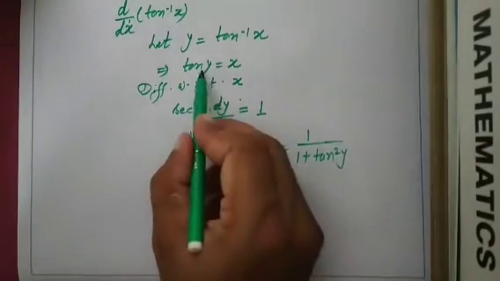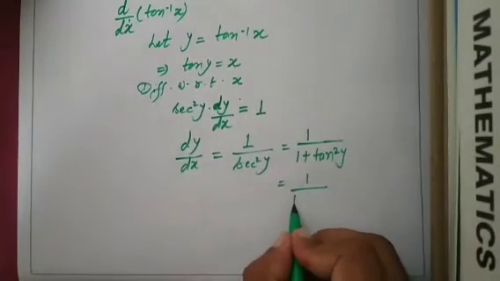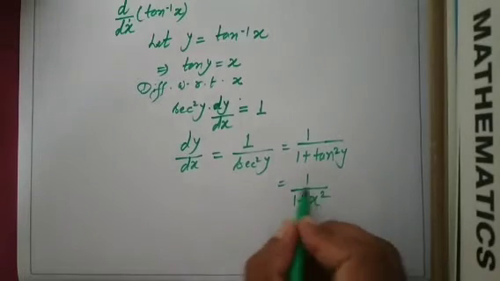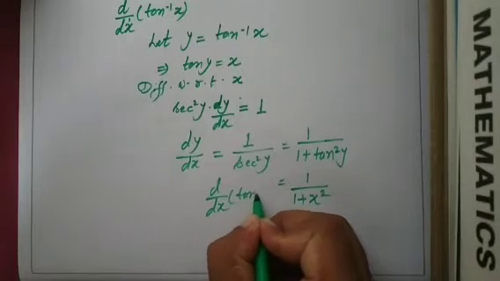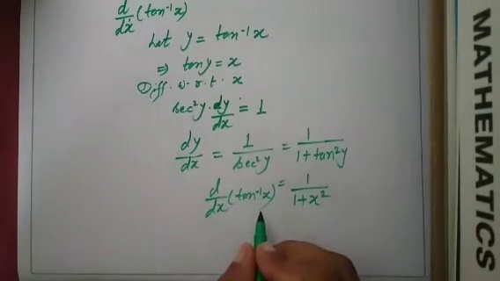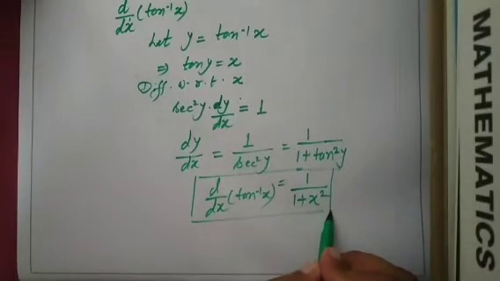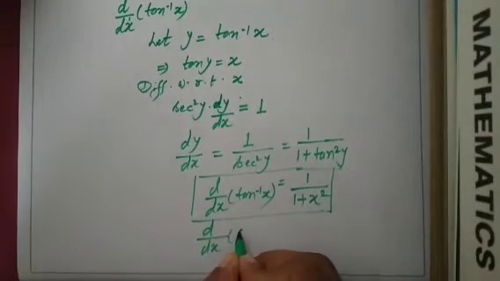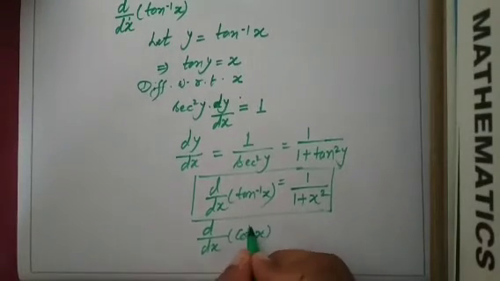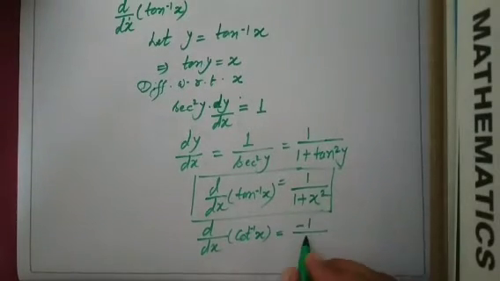Okay, and tan y is x here, so you can substitute. So it is going to give you 1 upon 1 plus x square, and this is the derivative of tan inverse x. In the same manner you can also calculate the derivative of cot inverse x, and that comes exactly in the same way, and the expression also comes exactly the same. The only change is the negative sign: minus 1 upon 1 plus x square.